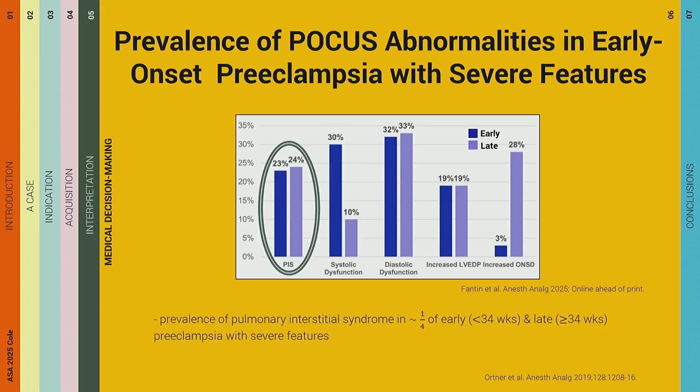So just quickly before I finish, I did want to highlight the same paper that Dr. Ortner talked about. And what I've circled instead of the diastolic dysfunction here is the prevalence of pulmonary interstitial syndrome in both early onset preeclampsia with severe features, as was studied in this paper, and the late onset preeclampsia, as was in Dr. Ortner's earlier paper from 2019. You can see that it's quite similar. About a quarter of these patients had pulmonary interstitial syndrome.